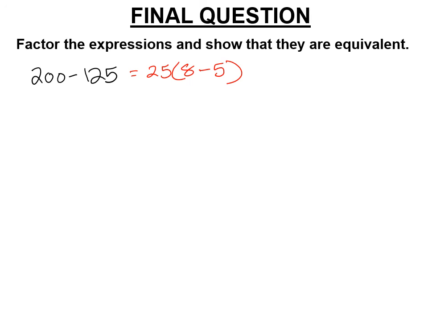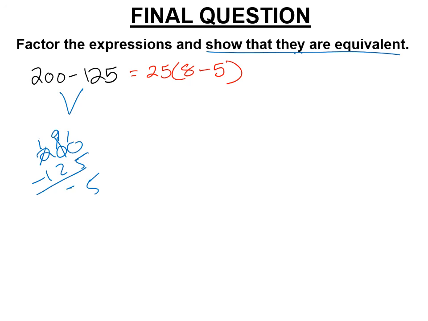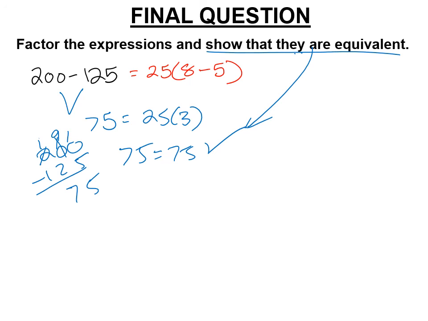Read your homeworks. Most of the time, I don't think you have to show this, but there are a couple where you do. And so this side, 200 minus 125, borrowing, or regrouping as it's called, and that should be a 9. So this side is 75, and this side is 25 times 3, and 25 times 3 equals 75. Yes, you've shown that they're equivalent. Good luck on the homework.